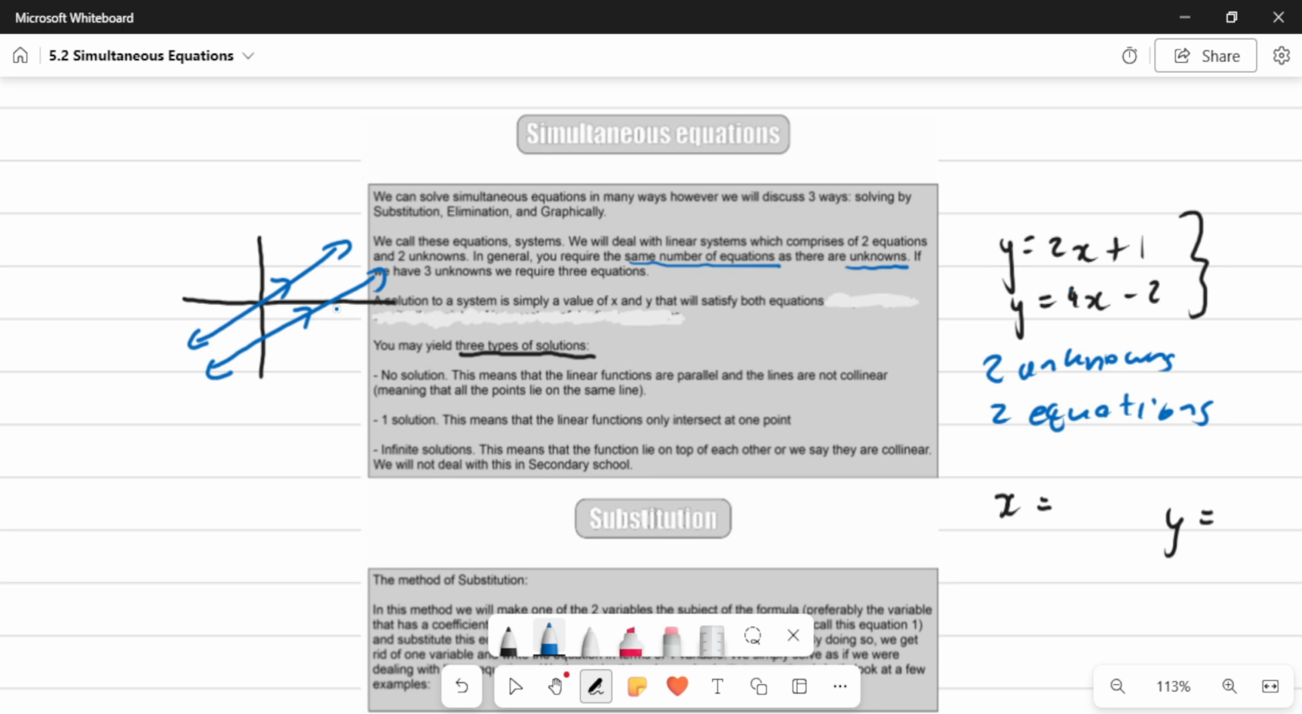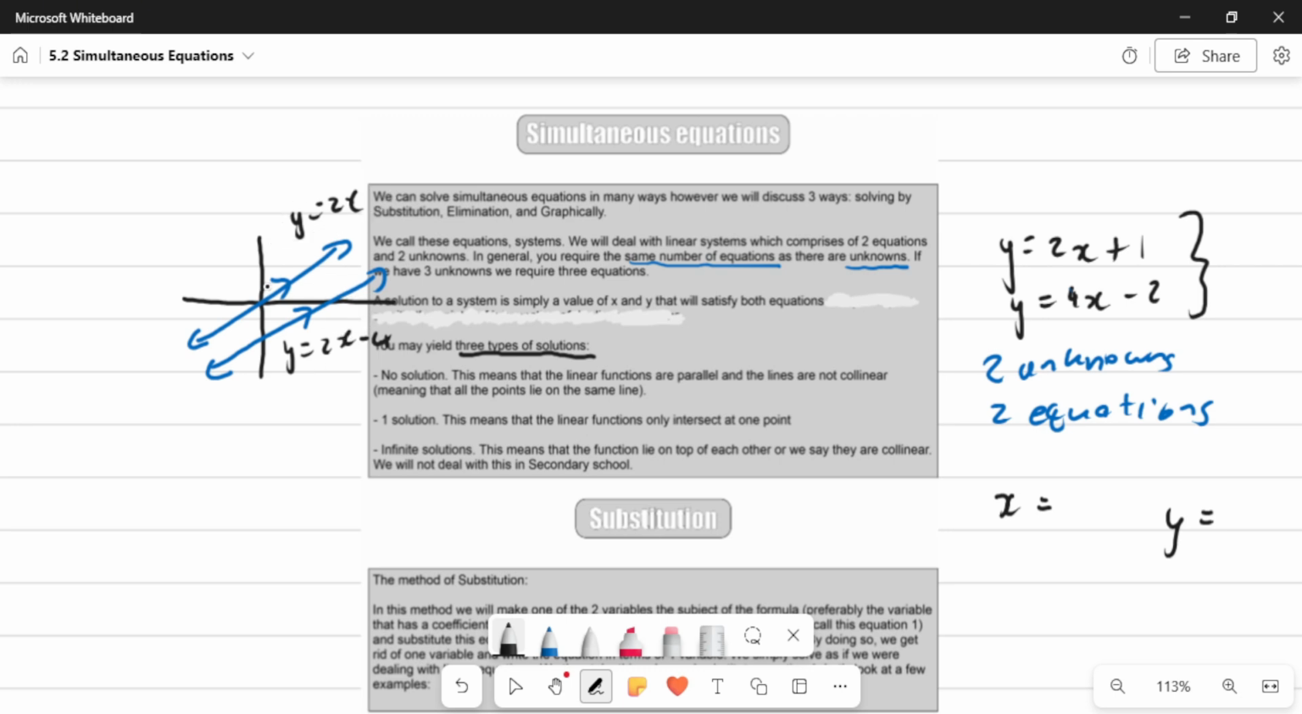So this is what happens if I gave you an equation here and an equation for this function here and I told you to solve. Let's say I said y is equal to 2x and here I said y is equal to 2x minus 4. If you solve for these two equations simultaneously, you'll have no solution.